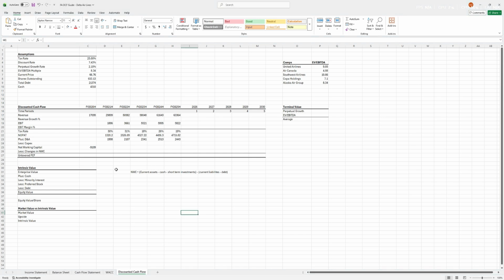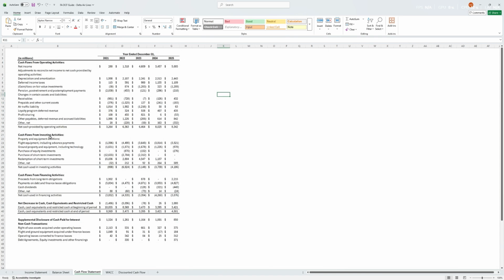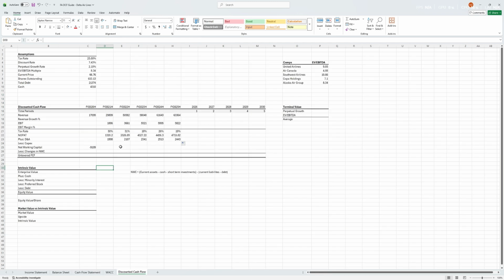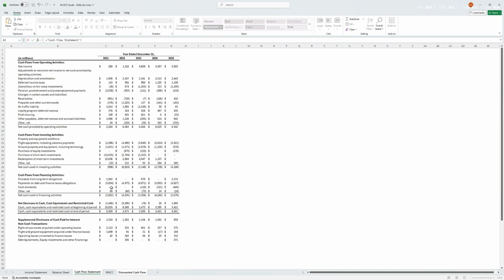Okay. And then next, for capital expenditures, this is basically just going to be PP&E. Where we can find this is if I go to the cash flow statement, I can see cash flows for investing activities. And in Delta's case, they have flight equipment and then ground property and equipment. This is going to be my CapEx expense for Delta. So I'm going to do an equal sign. I'm going to go over to the cash flow statement, flight and property equipment.